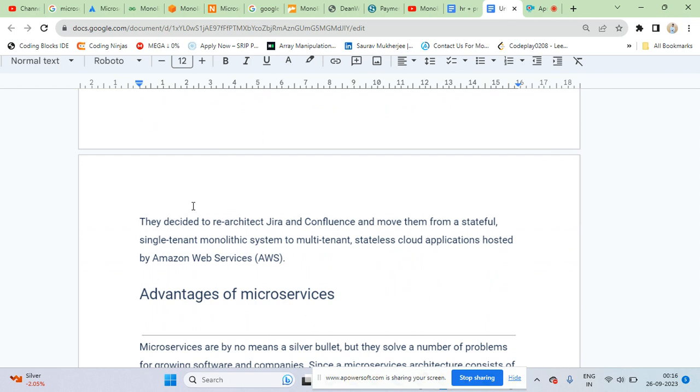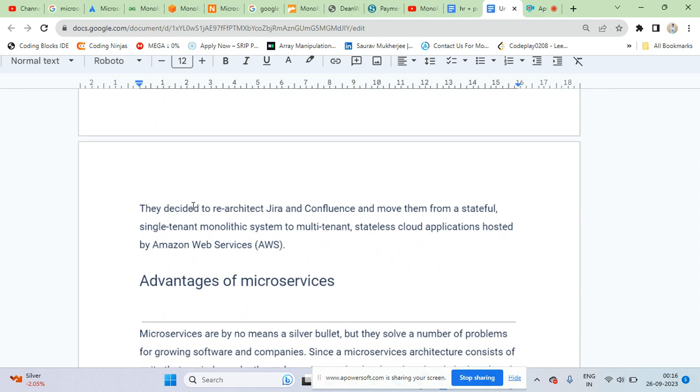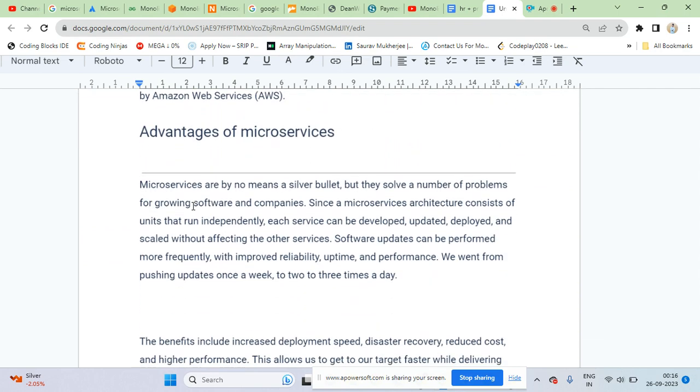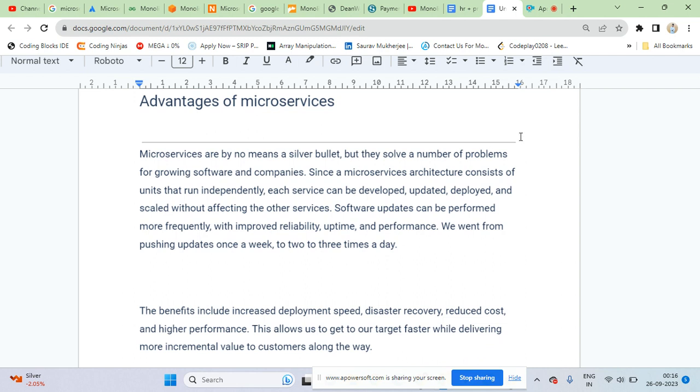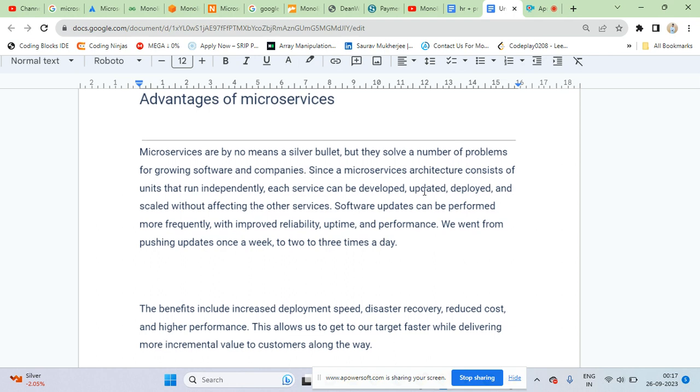You are trying to move to a stateless cloud-based application, where the application state does not matter, so that you can handle each service separately. Microservices are by no means a silver bullet, but they solve many problems. You can develop, deploy, and update each service separately, perform more frequently, and improve reliability, uptime, and performance.